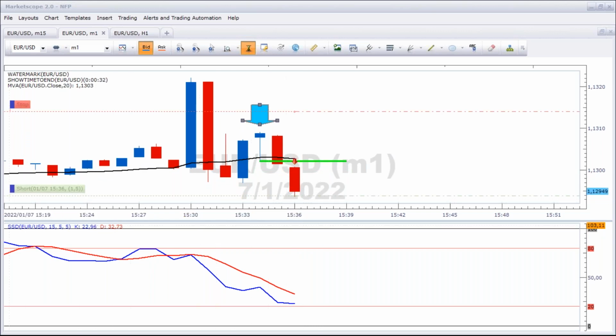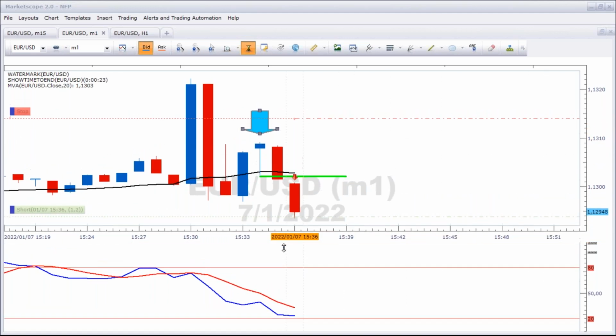All right, so I was a bit slow to get that on. So we're short. You can see we're short here. Here's the 20 pip stop. We want to try and get that down as quickly as possible as well.